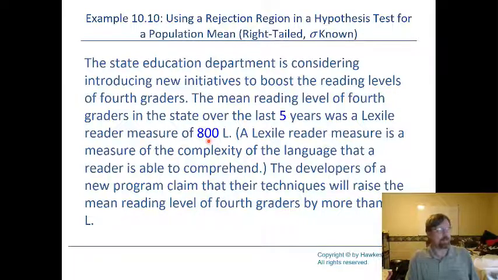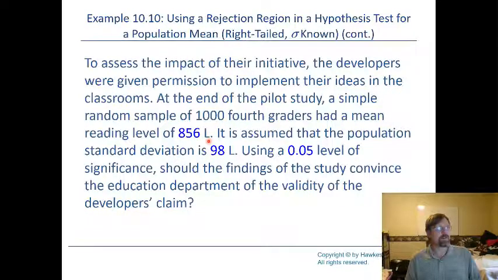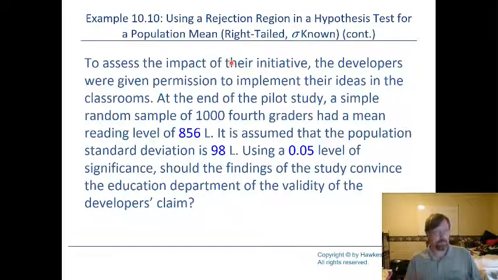Okay, there's the key points from that page. So they did a pilot study. A simple random sample of 1,000 fourth graders had a mean reading level of 856. They're assuming, probably based on prior years of testing, that the population standard deviation is 98. They're using a 5% level of significance. Do the findings support the hypothesis that this new program will improve the mean reading scores by at least 50?